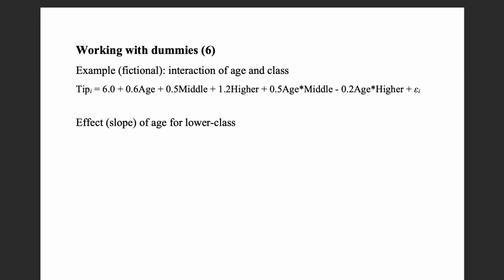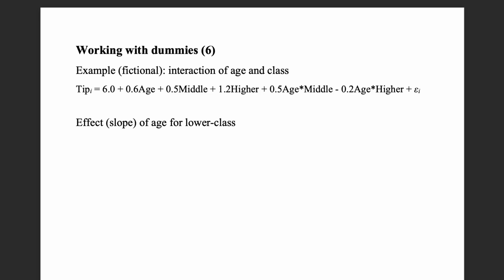Let's just start with the reference category. The reference category that I picked here is lower class. So what is the effect of age for people that are in the lower socioeconomic class? What is the slope of that regression coefficient for age? Well, let's walk through the formula. We have trust in parliament equals 6.0. That's the constant. That's the same for everybody. Plus 0.6 times age. So that's the age effect.